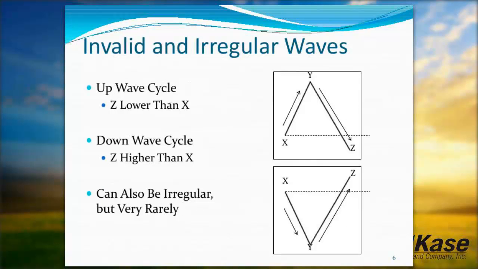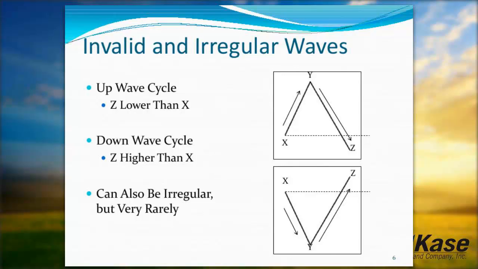However, if Z were to go below or take out, and you'll hear me use that word take out a lot, if Z were to go below X, that takes out or invalidates the wave cycle. So in this case, in the up wave in the upper right illustration, Z falls below the X swing, and when it does that, that becomes an invalid wave. In the case of the down wave, when Z rises above X, it becomes an invalid wave.